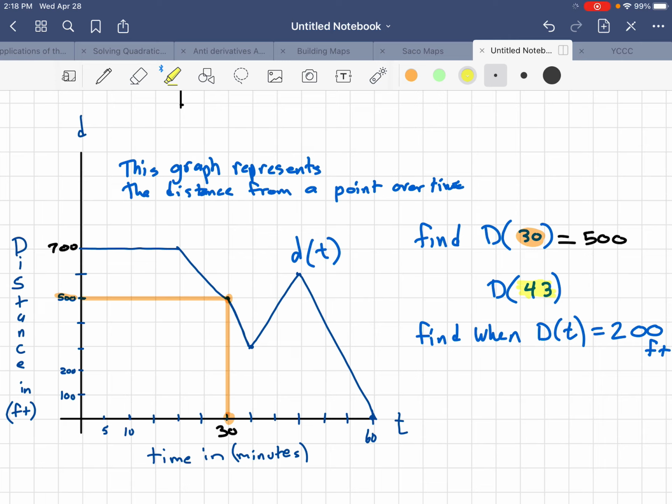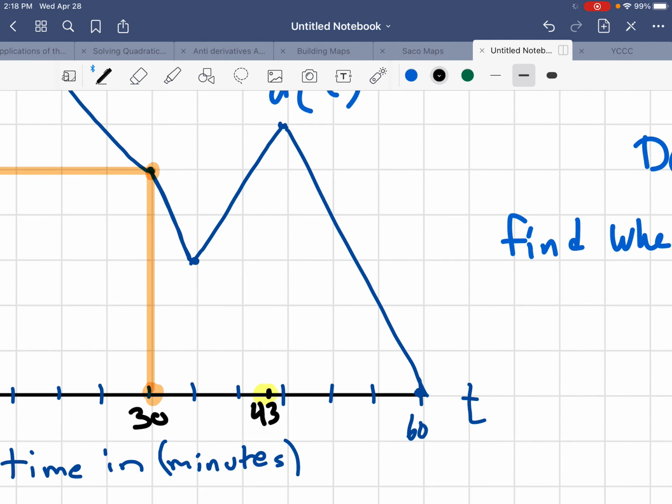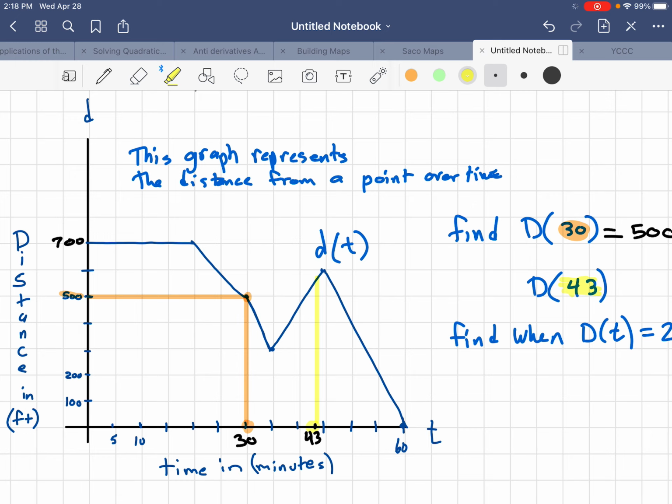43. 43 is somewhere in here. So approximately right there. If I could zoom in, somewhere in that region. And I'm going to go straight up. Looks like I'm probably going to have to estimate here. It looks to be a little bit shy of here, which is definitely that high. So I better be underneath that 600. So I'm going to have to estimate.